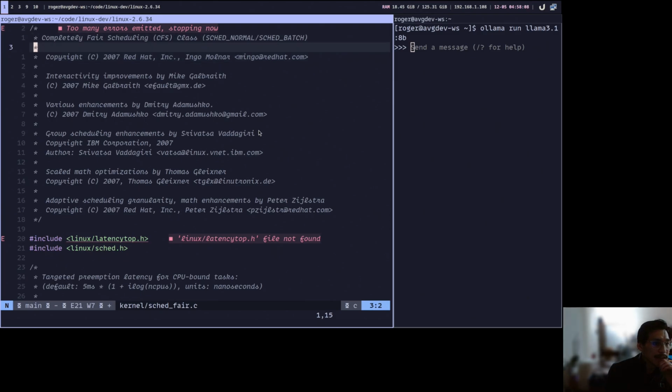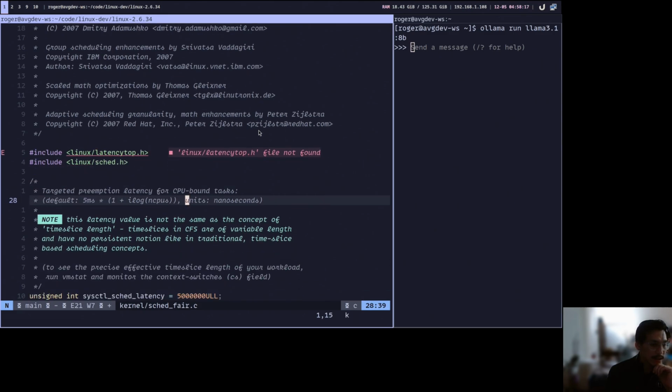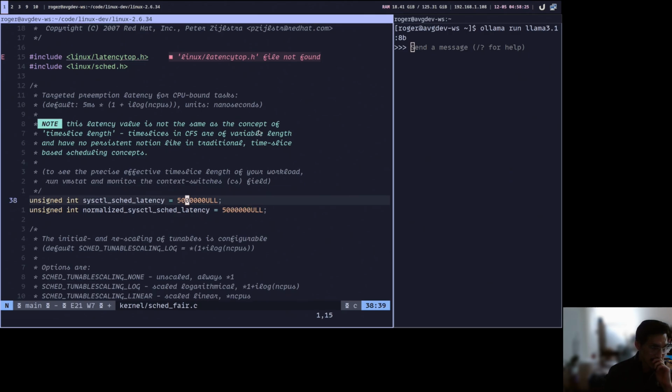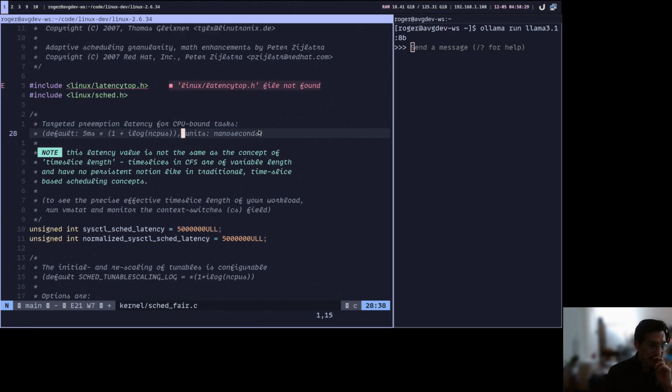Completely fair scheduling class. A lot of people have actually contributed to this. And for the time, let's pretend we're in 2010. The last change was 2007 most likely. So, targeted preemption latency for CPU bound tasks. Default is 5 milliseconds times 1 plus ilog of the number of CPUs. So it's based off of the number of CPUs, I guess.